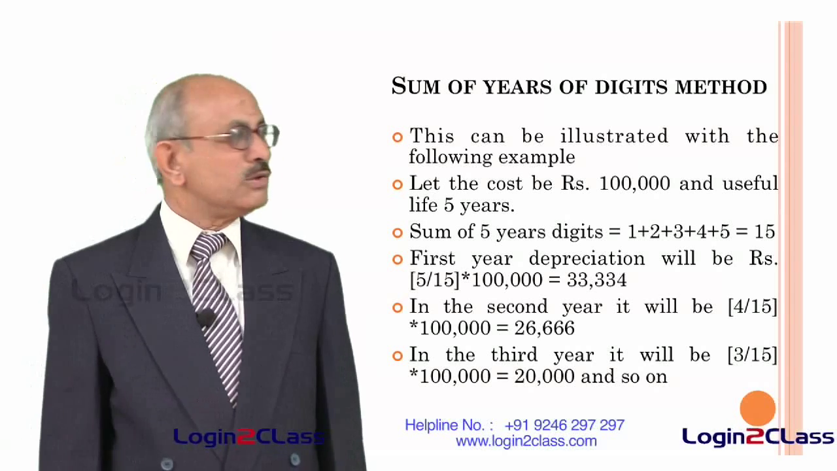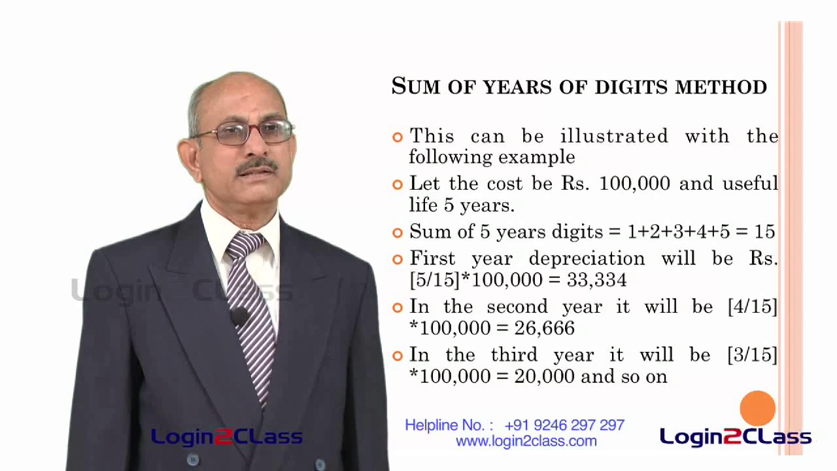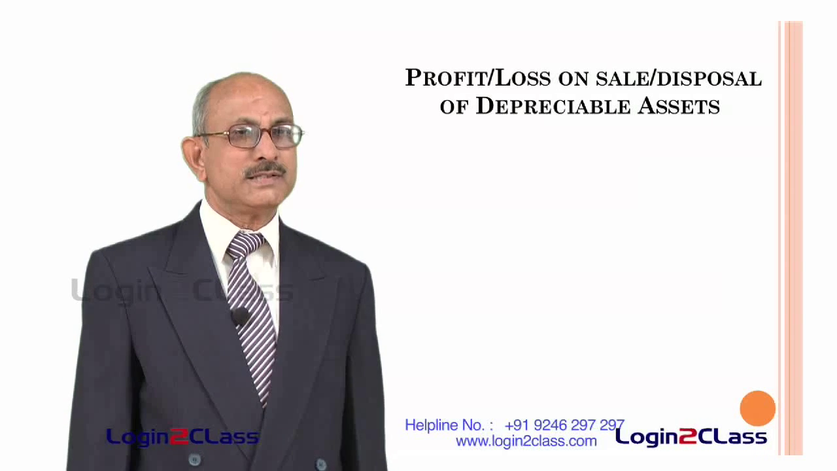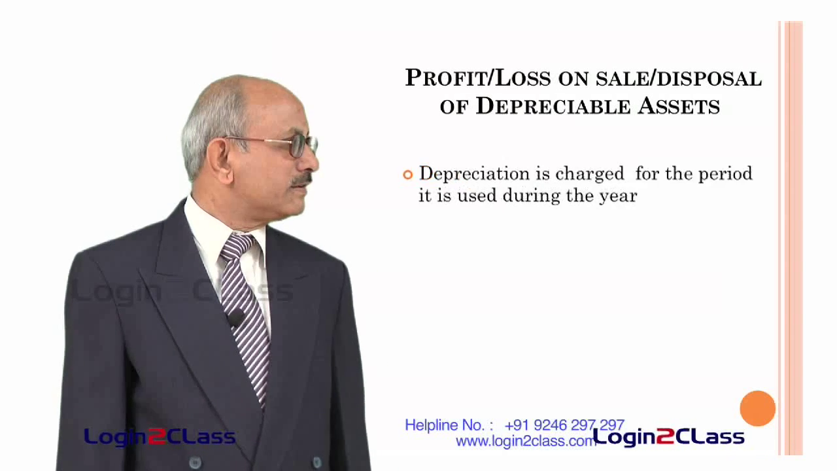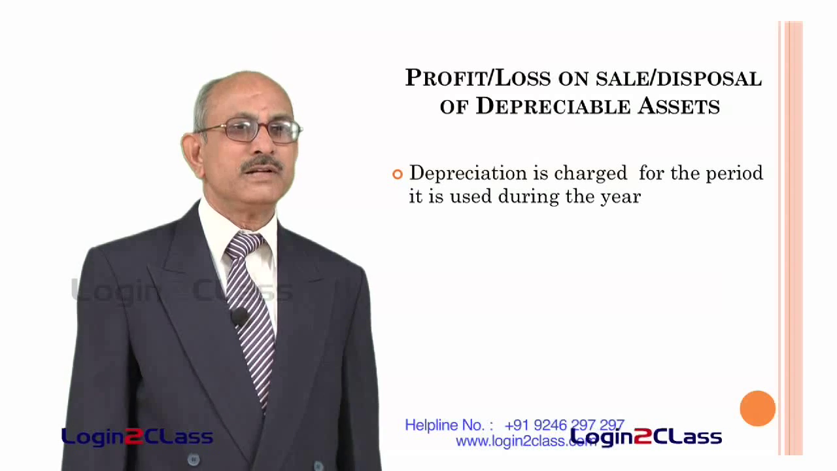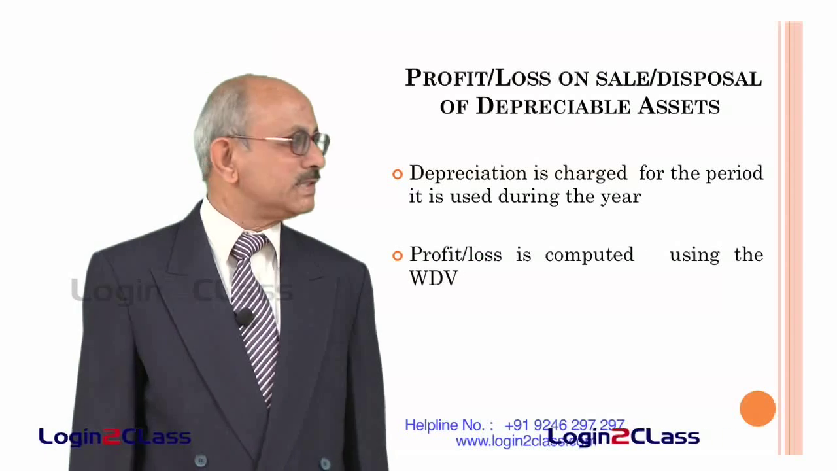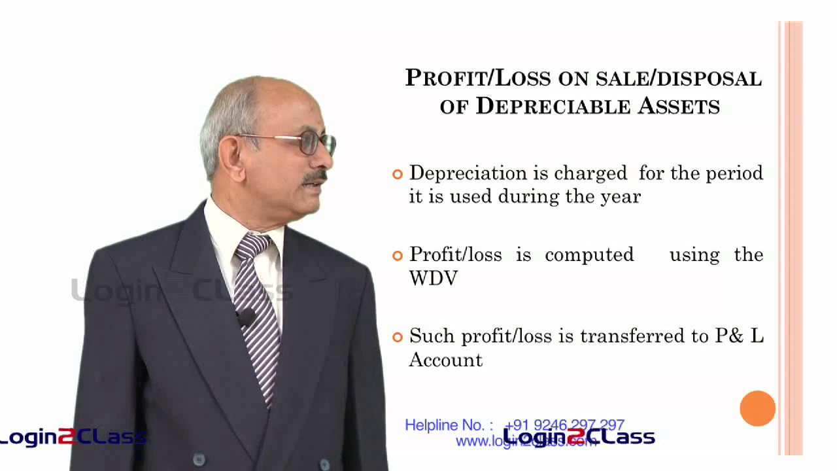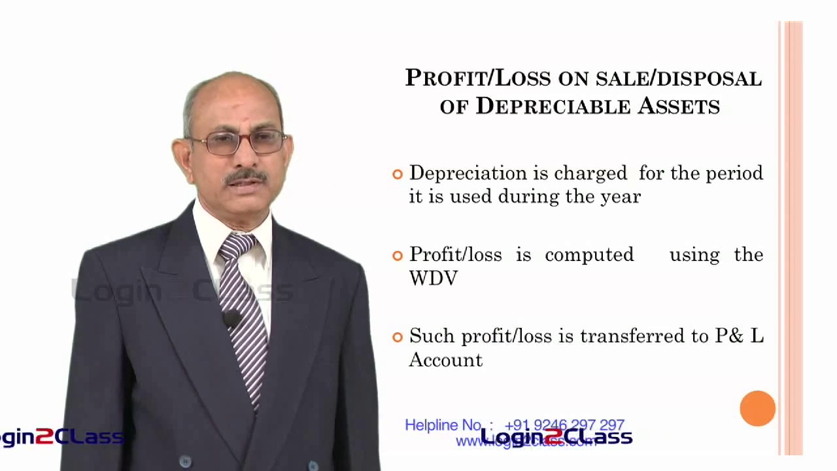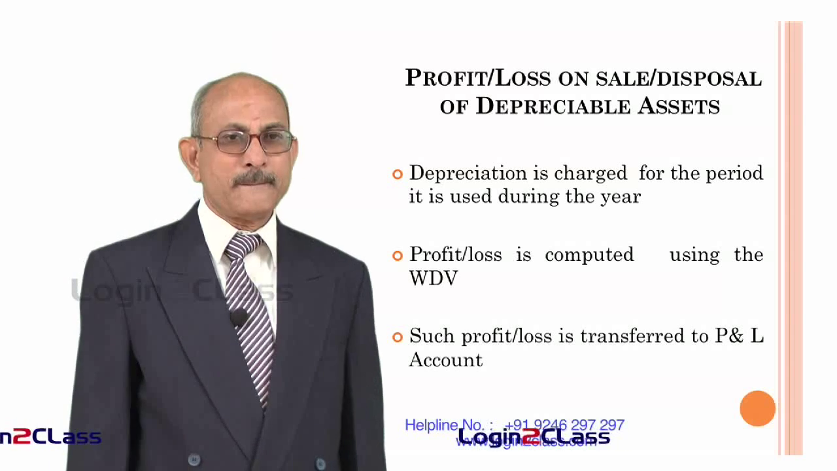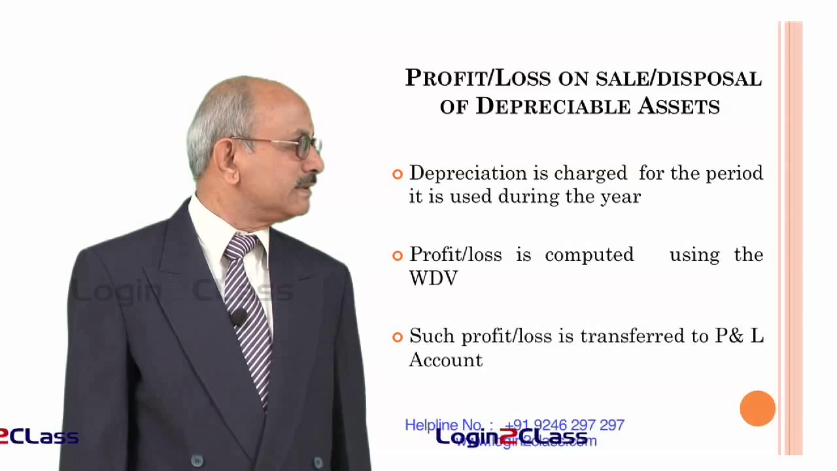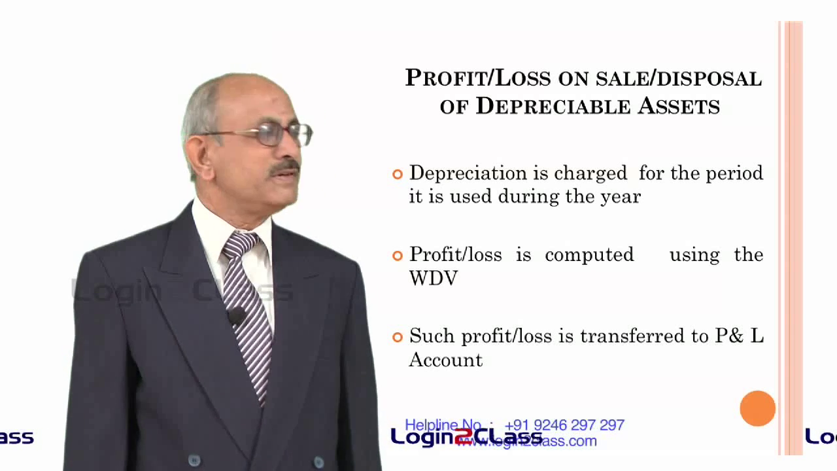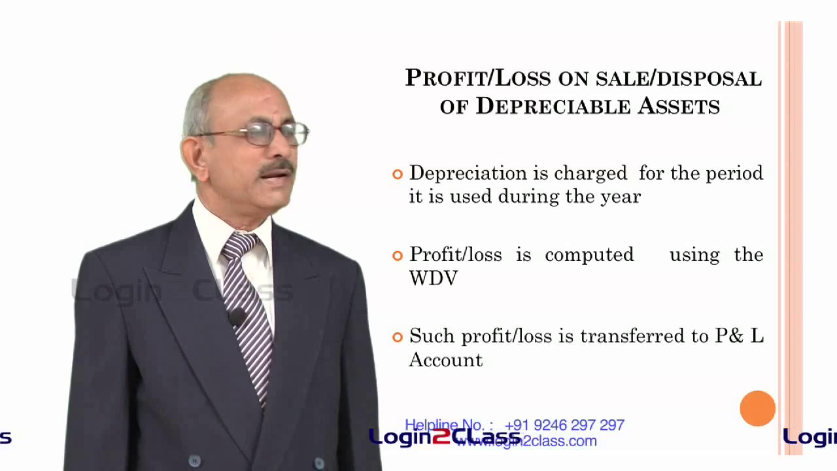Now, we will go to another aspect in the case of depreciable assets, that is what happens when these depreciable assets are sold after their useful life or even before that, whenever the entity wants to replace those assets. So, there could be two situations. There could be a profit on the sale or disposal of these depreciable assets, or it could be a loss. So, in such cases, profit or loss has to be computed using the WDV method.